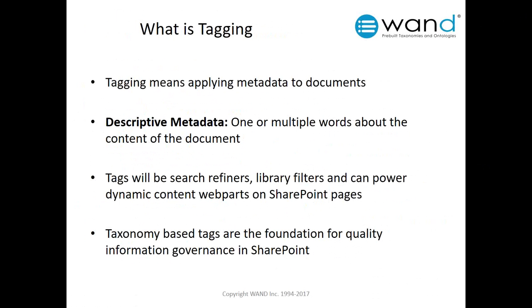So really the taxonomy is going to be, as I mentioned, potential metadata values, and it's really potential descriptive metadata values. And the process of tagging is taking those descriptive metadata values, or those taxonomy values you've defined, and applying them to the appropriate document. Once you've done that, the tags that are applied to documents are going to be able to be used as search refiners, as library filters. They can power dynamic content web parts on SharePoint pages. They can be used for the content organizer, so you can drop documents off and have it routed to the appropriate location based on the metadata.